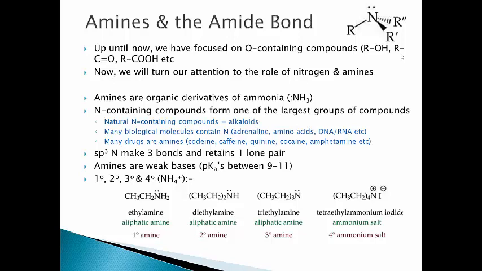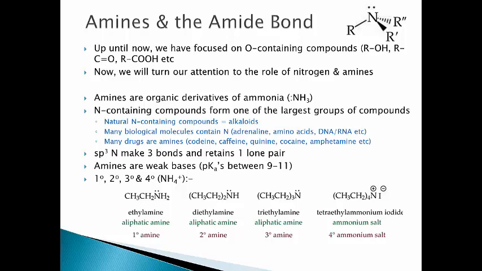The nitrogen is sp3 hybridized because it's got the 3 bonds and the lone pair. They're weak bases, like I said, they act as a base, so their pKa's are between 9 and 11. Remember, the smaller the pKa, the stronger the acid. The larger the pKa, the weaker the acid or the stronger the base. They've got large pKa's, so they're not very acidic, so they're weak bases.